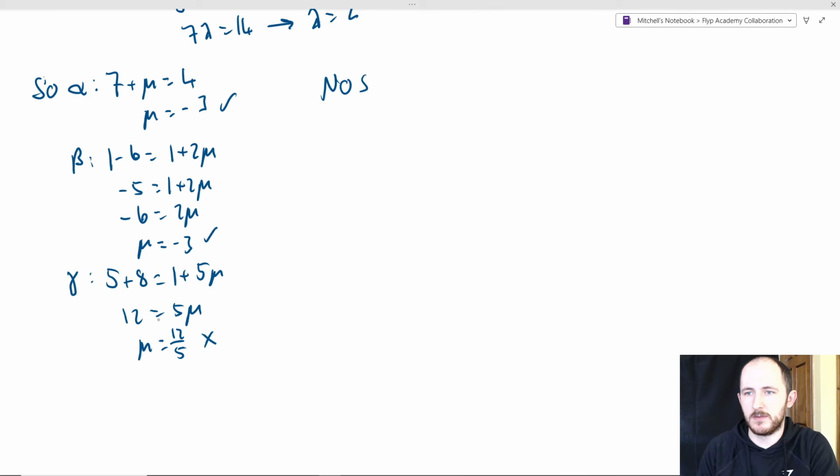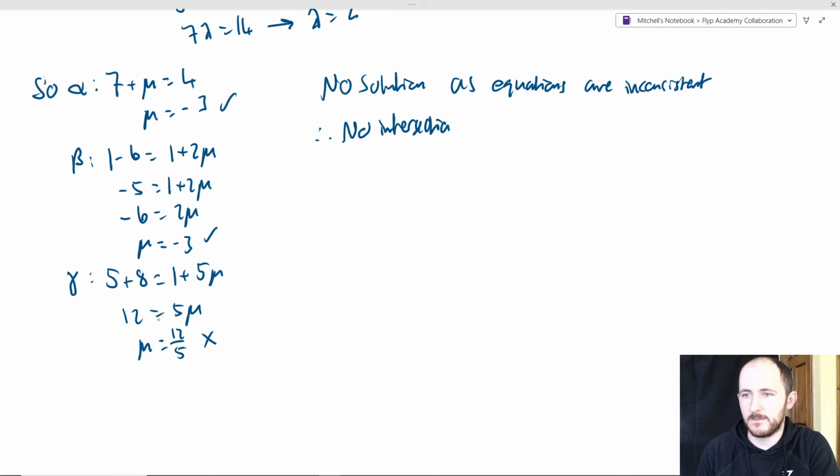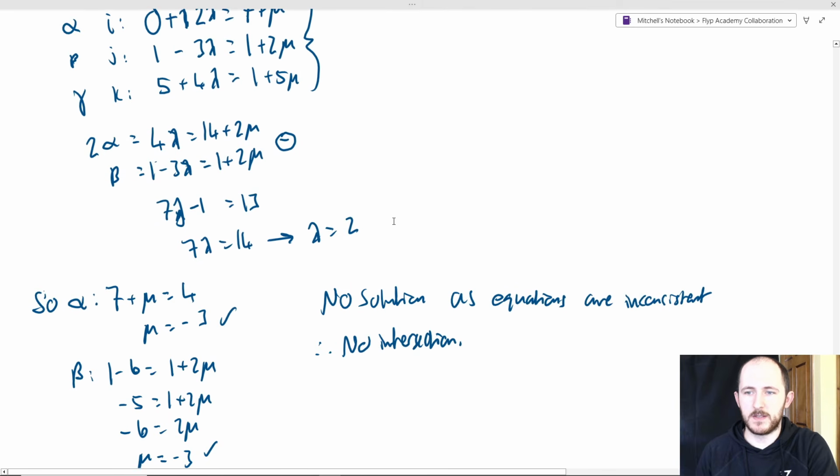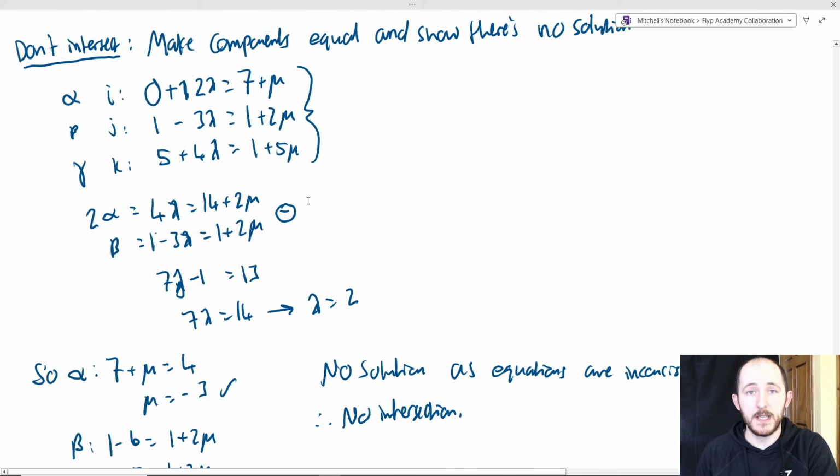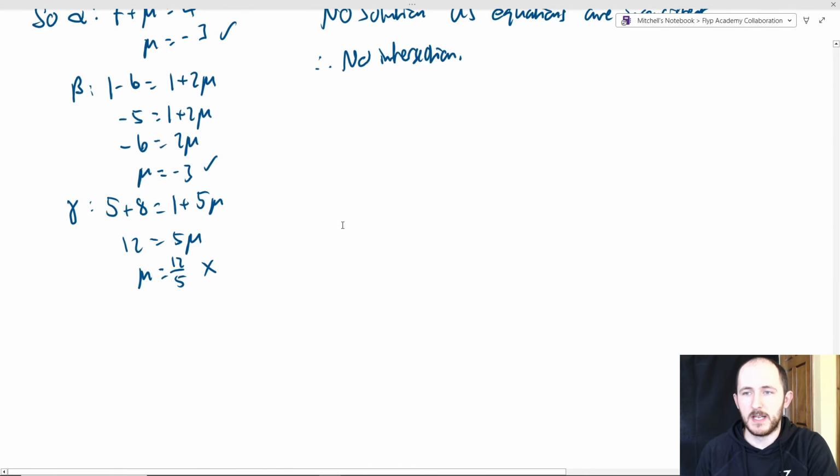No solution as equations are inconsistent. Therefore, no intersection. Okay, and you'd find that if you were to work out lambda in a different way, you'd actually get a different value of lambda too. So that is actually another way to do it.